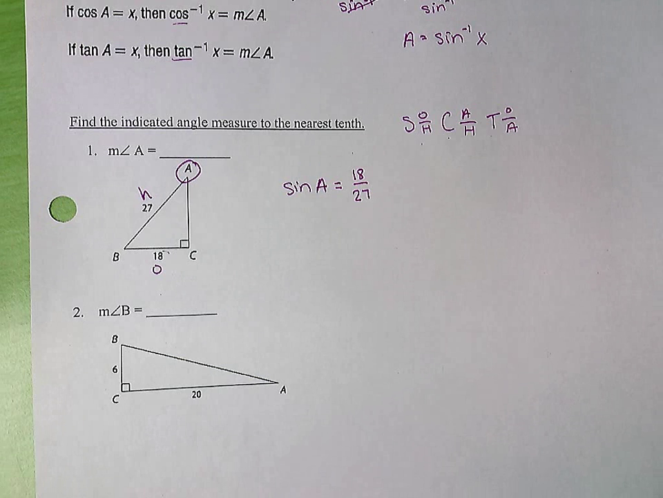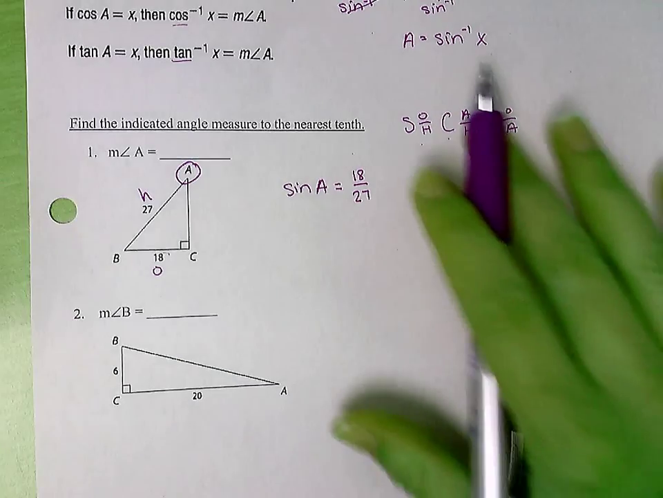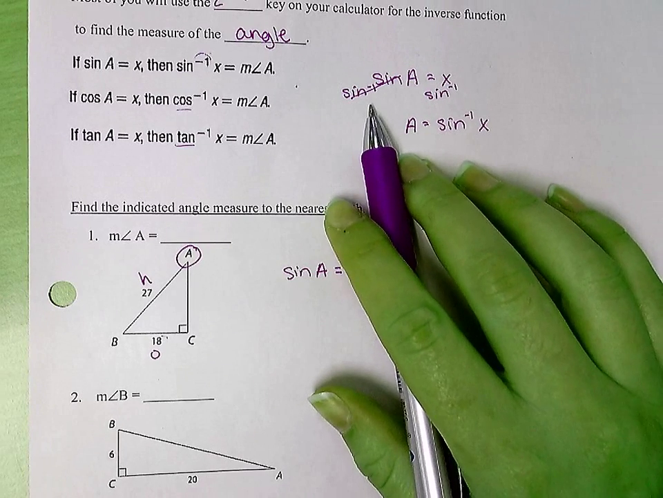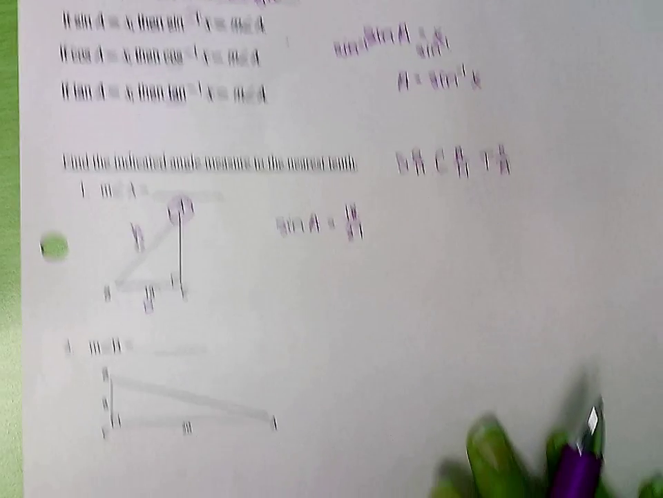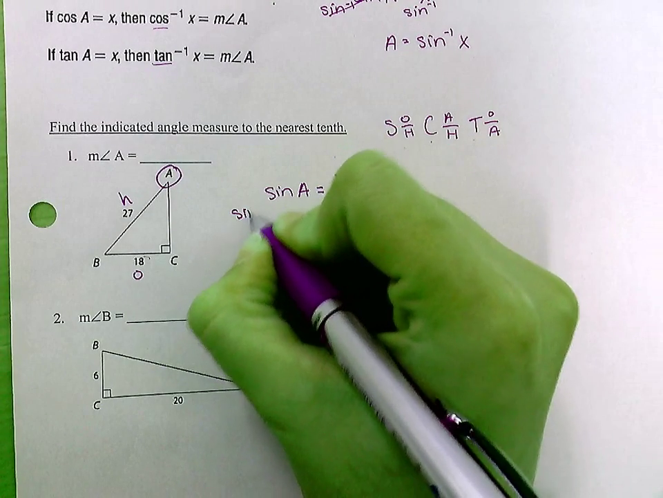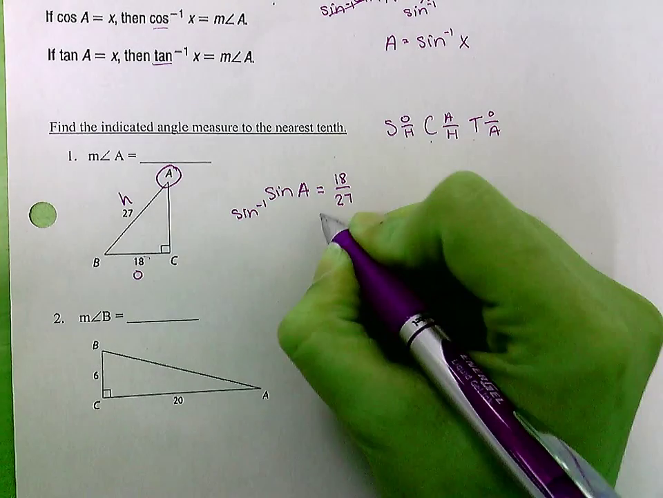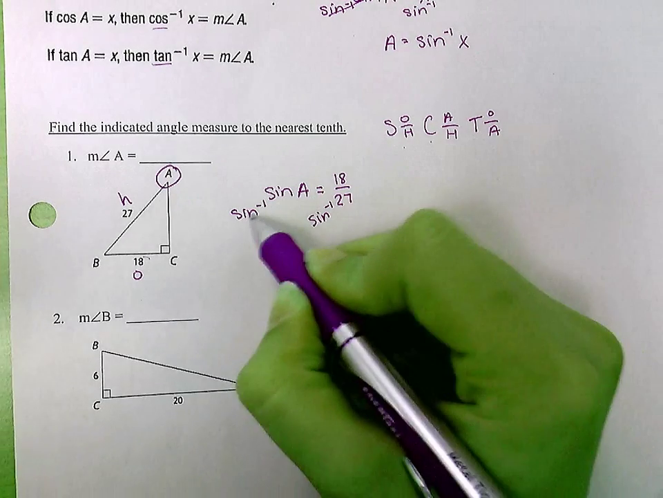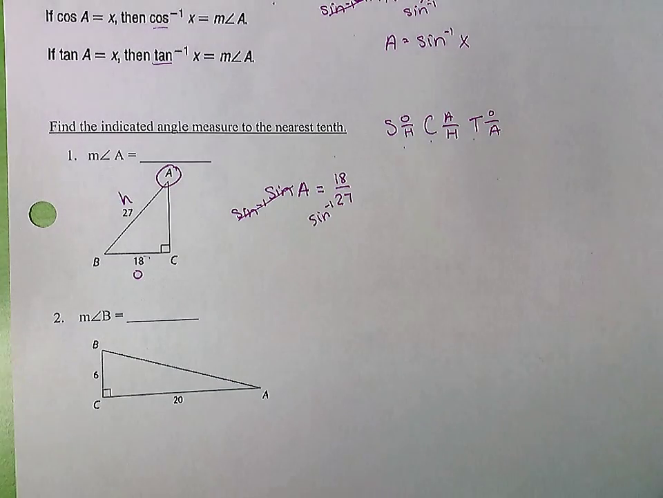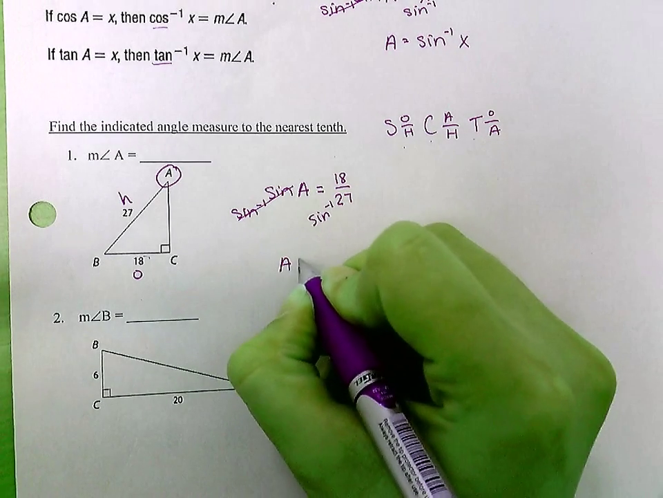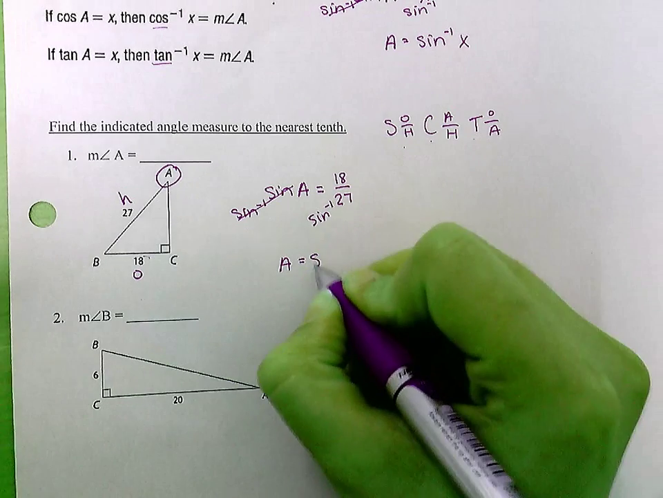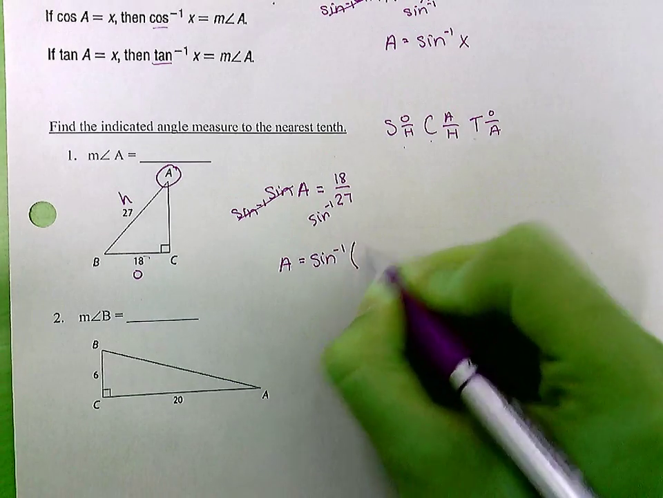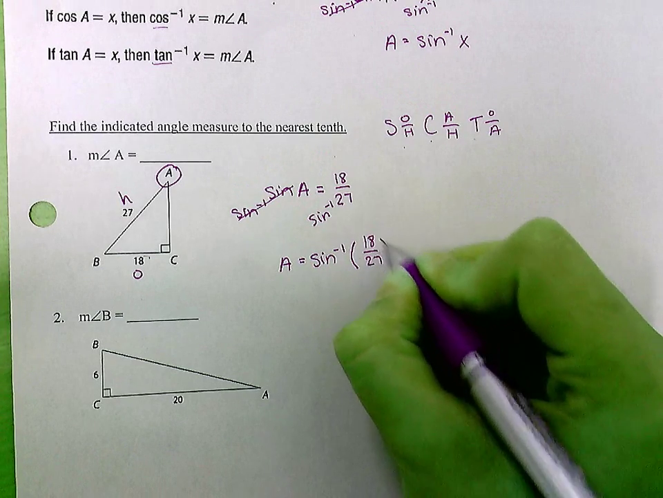Now to get A by itself, you're not dividing by sine. You're doing what we did up here. You're bringing in a sine inverse to both sides of your equation. So I'm going to bring in sine inverse here and sine inverse here. Again, that negative first means inverse. On the left-hand side, those cancel, so we have A is equal to the sine inverse of this fraction, 18 over 27.